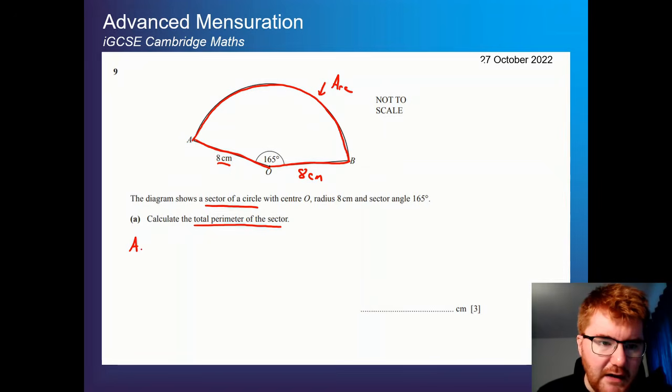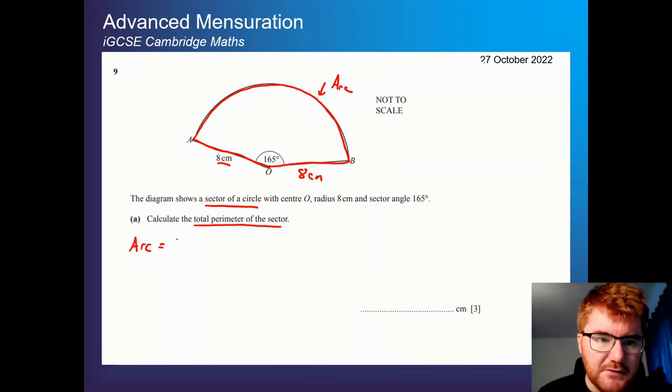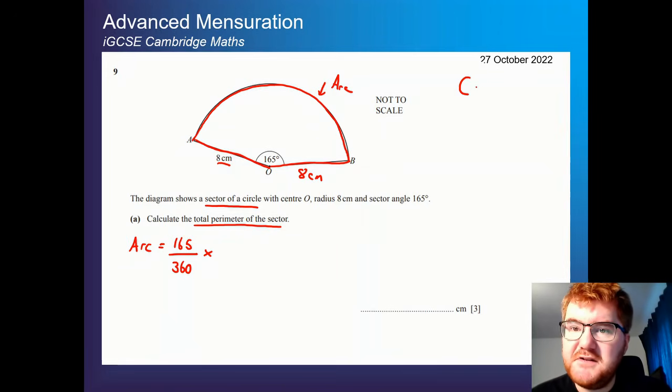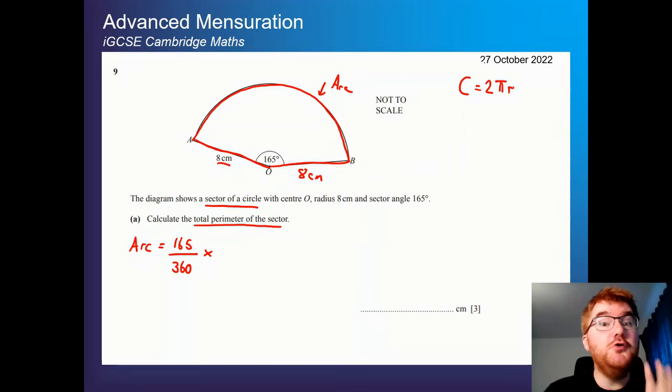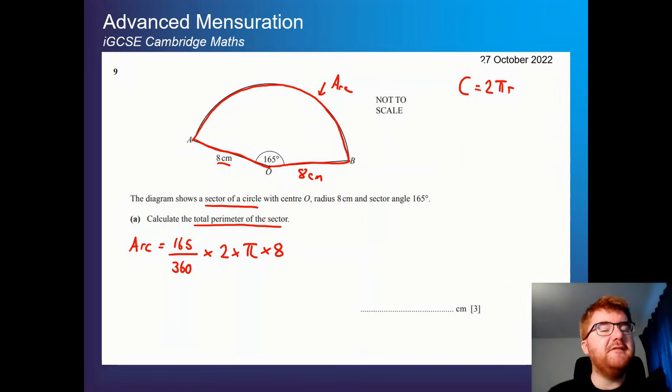Well, to work out the arc, we need to remember this formula. It is not given to you on the formula sheet. So we have the angle, so 165, all divided by a total turn, so that's 360. And then we use the normal formula for the circumference of a circle. So remember, the circumference of a circle is equal to 2 pi r. Again, another formula you need to know. So if we use the formula here, we've got times 2 times pi, and remember the radius is 8. So that's going to give us our arc.